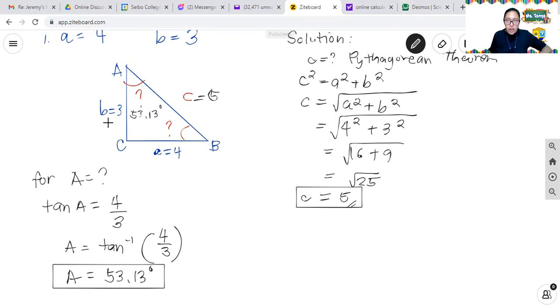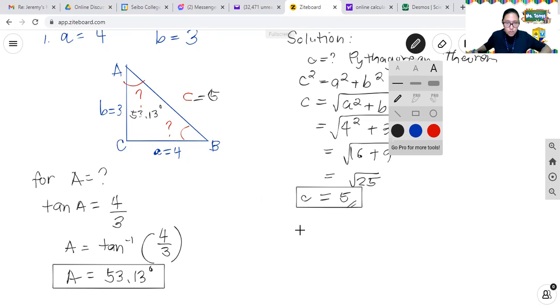It would be easy for us if we just use the concept of A plus B equals 90 degrees to get the other acute angle. However, as I mentioned a while ago, if we use that, there may be an additional error for us, because what if your answer to angle A is incorrect? Automatically, if we use angle A in solving for angle B, your answer may also be incorrect. Therefore, we still stick with the given information to solve for angle B.